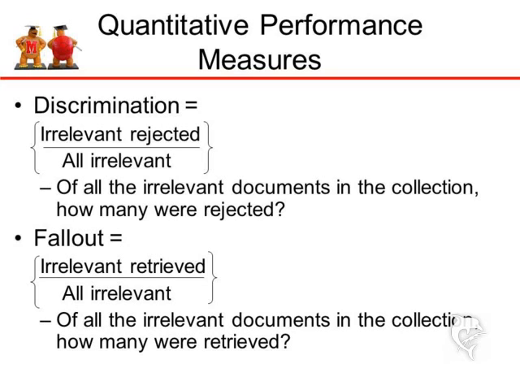Fallout, on the other hand, is irrelevant retrieved over all irrelevant, compared to discrimination, which was irrelevant rejected over all irrelevant. Fallout asks, of all the irrelevant documents in the collection, how many were retrieved? Ideally, you want discrimination to be high and fallout to be low, because discrimination emphasizes the rejection of irrelevant documents, and fallout emphasizes the presence of irrelevant documents in the results set. Yuck.